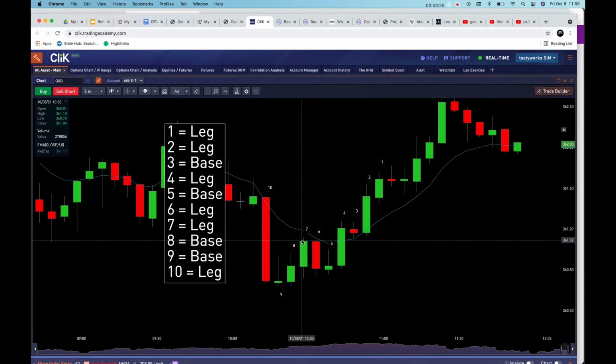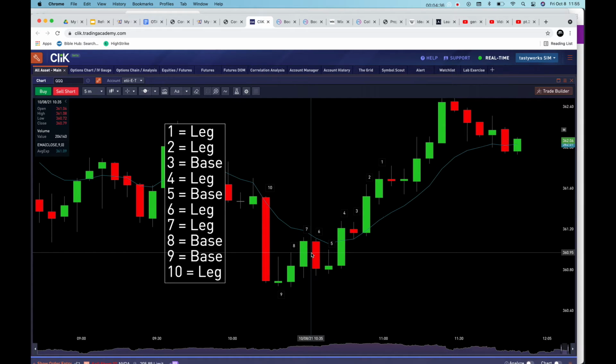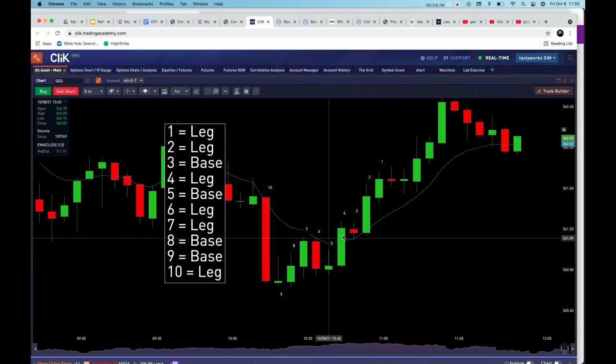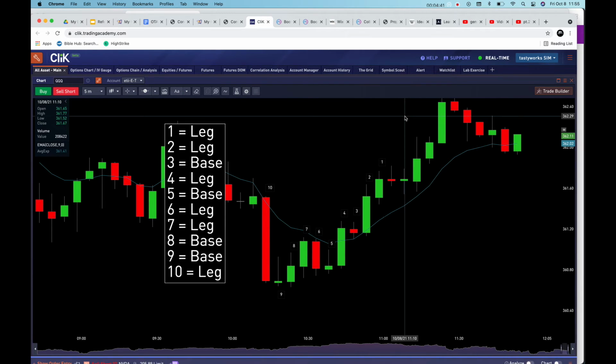It is possible to have two leg candles right next to each other. Nothing wrong with that. But again, it might have been a little bit tricky just looking at that initially. I'll pause the video and we will do another.